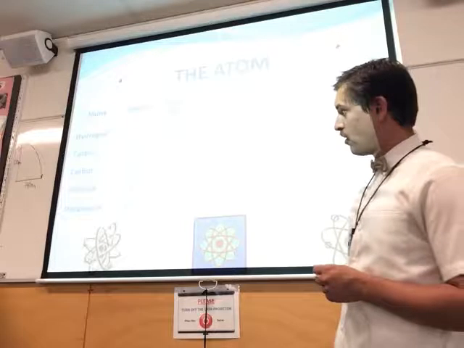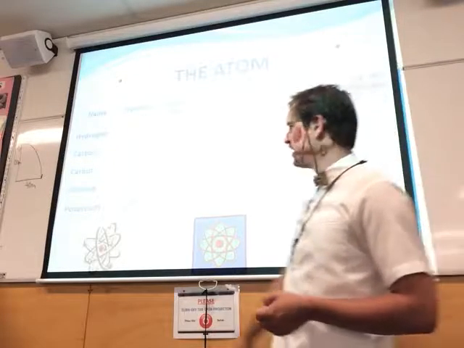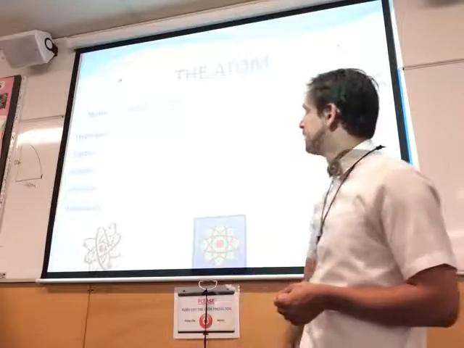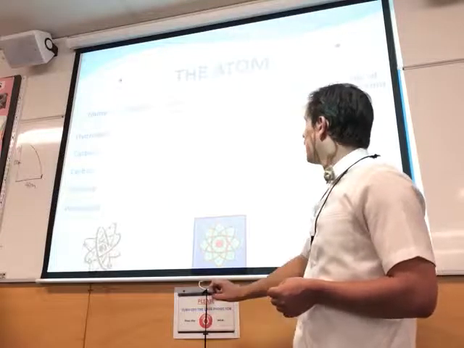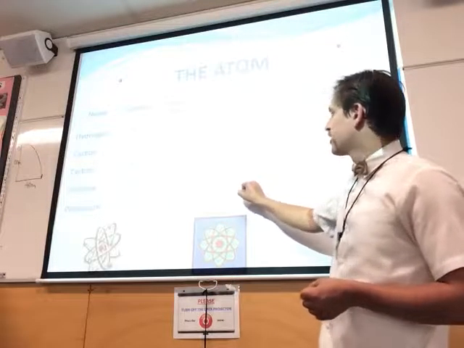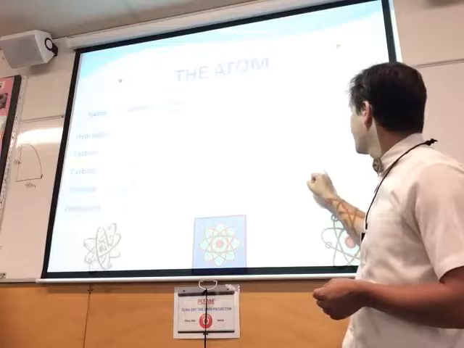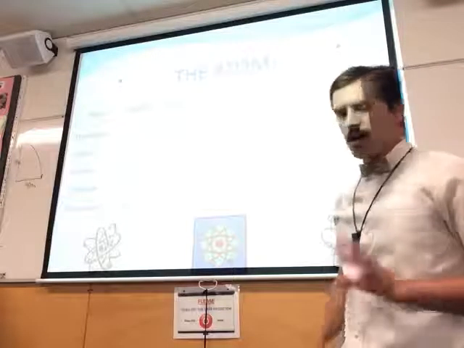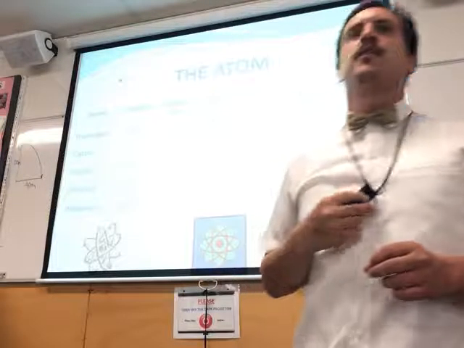Okay. Chlorine is 17 on the periodic table, 17 protons. It's got a mass of 35, therefore it has 18 neutrons. I don't think I need to go any further with that.